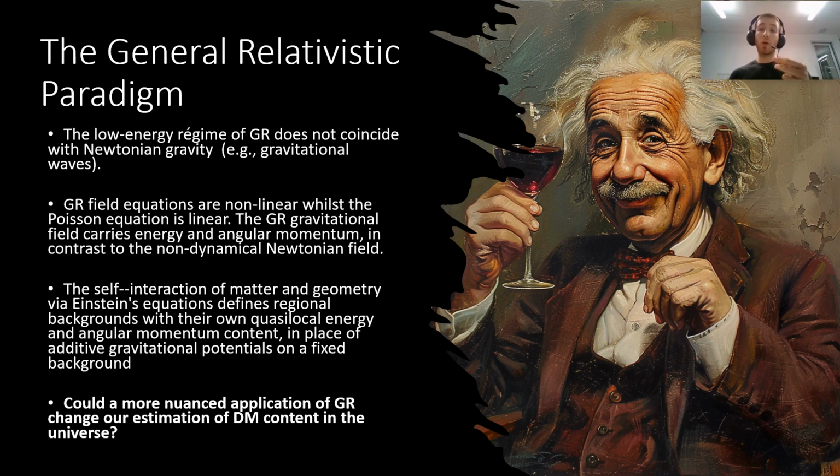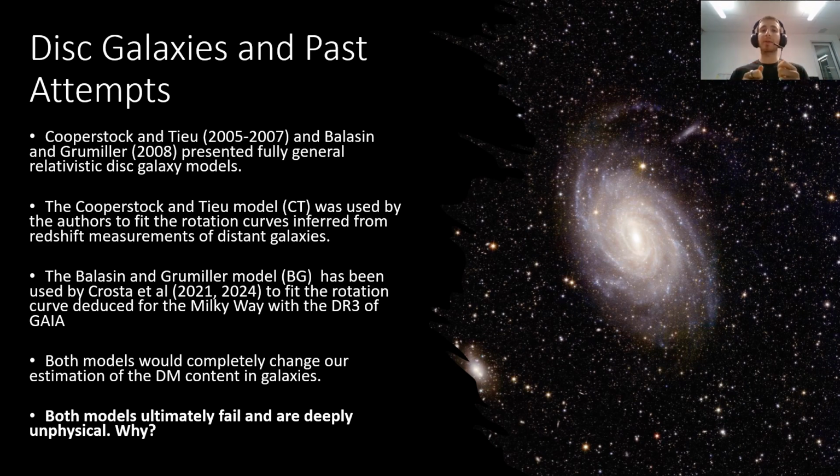So we could ask, can perhaps a better, more nuanced implementation of GR affect how we estimate dark matter even in the low energy regime for galaxies or galaxy clusters? Well, if we stick to galaxies, the answer that we can give is yes. To reach our answer, however, we first have to talk about past attempts, because there have been past attempts.